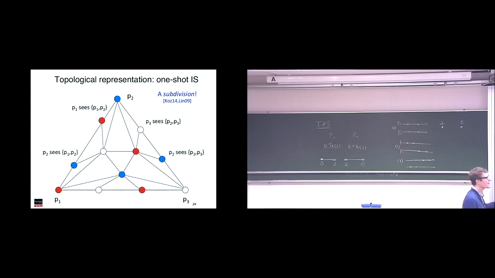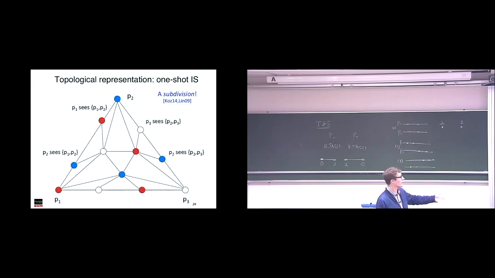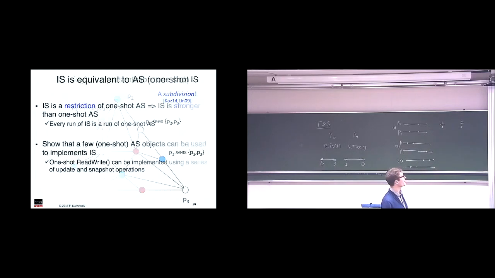One takeaway from this slide is that you have a model of computation, which is called immediate snapshot. In the combinatorial sense, it implies a subdivision of the state of the system in one step. You can continue and run further and further. Later on, we'll consider iterative immediate snapshot. But what's important is that if you just apply it once, you get a subdivision.